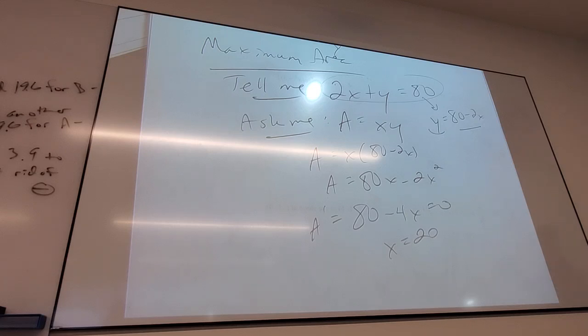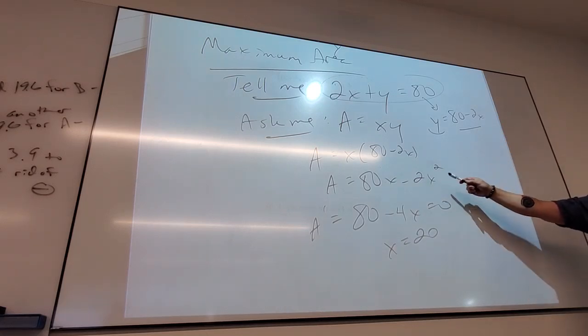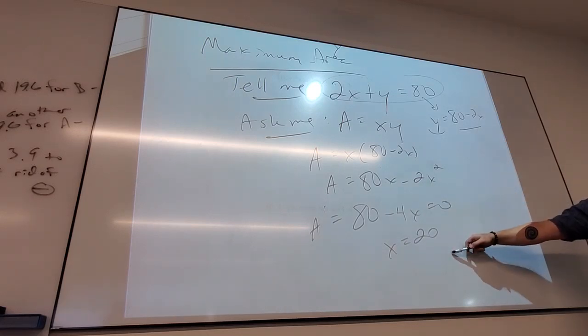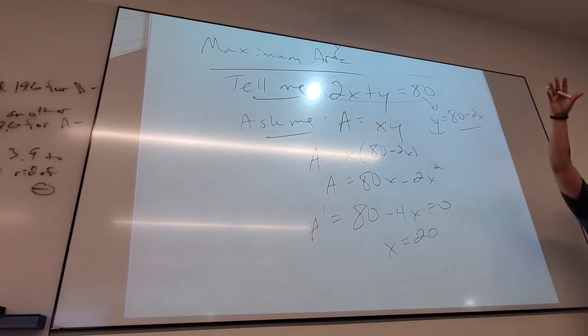Now, for this specific problem, we know this is a maximum. Why do I not have to do any checking to make sure this is a maximum? Because what shape is this? Parabola. Down parabola. So I know that the critical number is going to be a maximum, right?